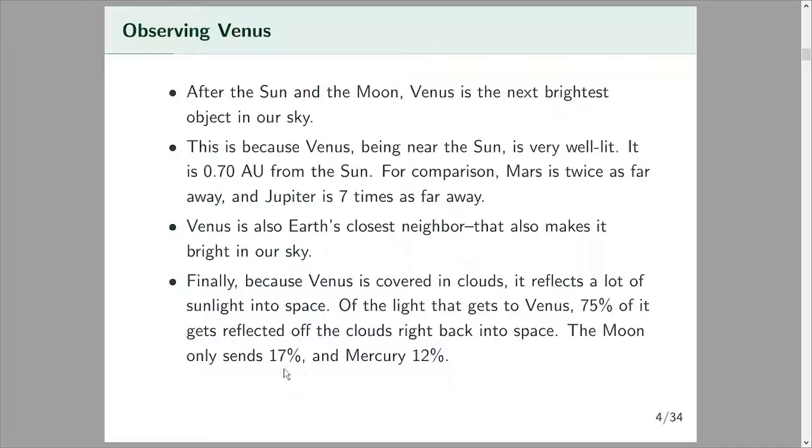The moon only sends about 17% back, Mercury 12%, I think Mars is about 15%. And so Venus is bright for a lot of reasons.